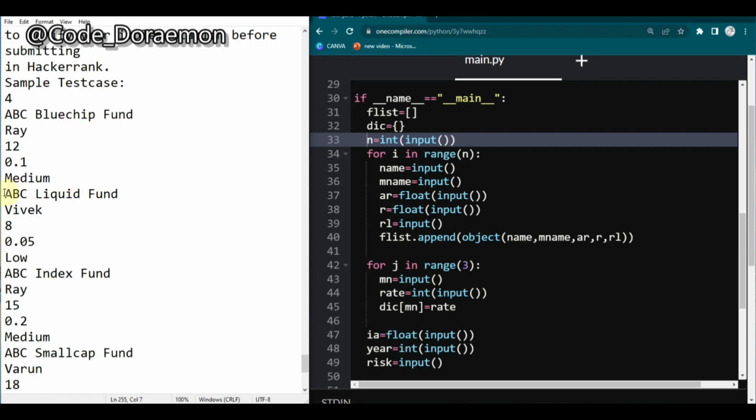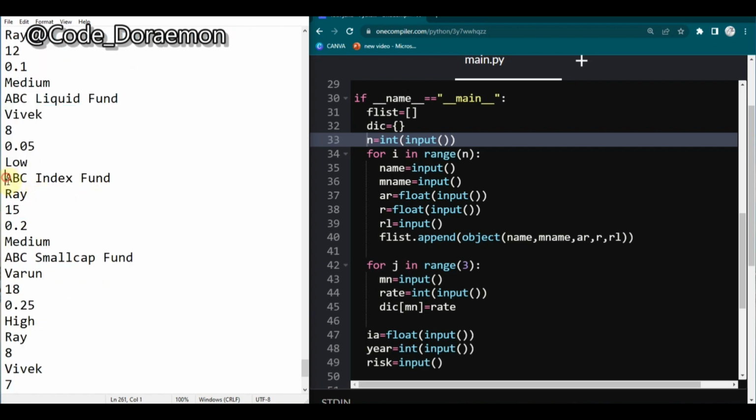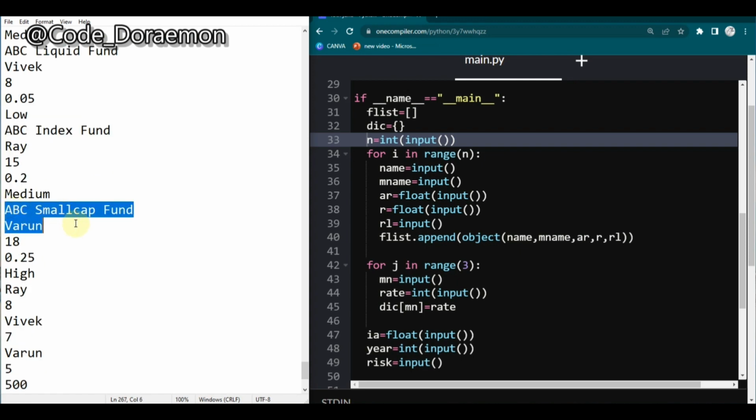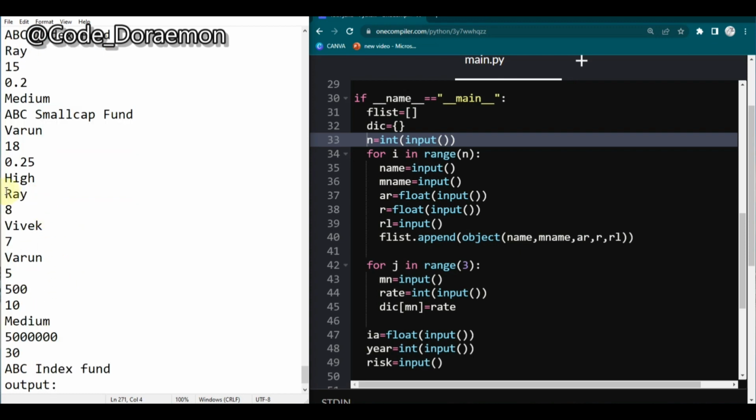So like this, we got 4, which is ABC liquid fund, and ABC index fund, which has medium risk of loss, and ABC small cap fund, which has high risk of loss. And then here comes the dictionary part. Here they will give the manager name and the ratings they have received. So there are 3 sets of managers, and in the question itself they have mentioned you will be getting 3 sets of inputs for this dictionary part.